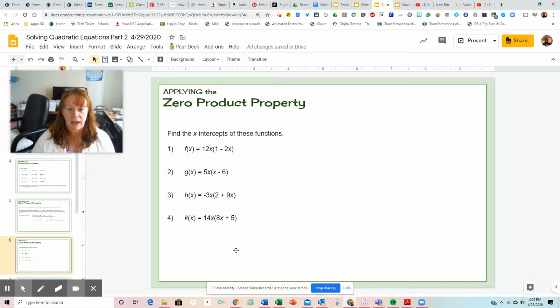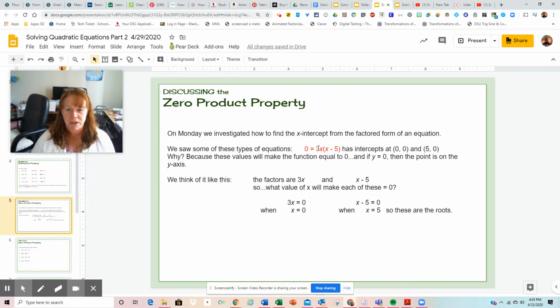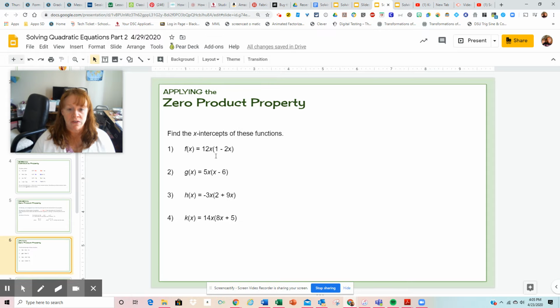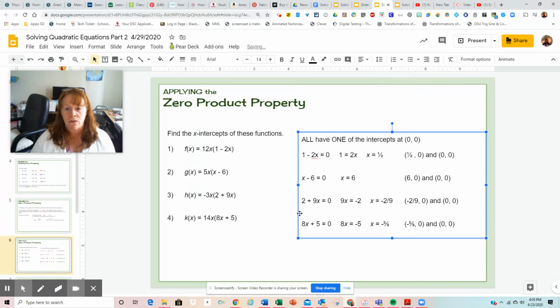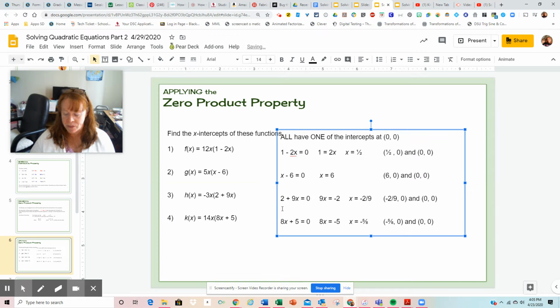Okay, so we're back. And so now we're going to take a look at the answers to this. So each section gets set equal to 0. And if you look at what we did here, each one of these has this piece right here, and in order for that to work, it's going to equal 0. So all of these are going to have one of the coordinates, one of the x-intercepts, be 0, 0. So these are the solutions that I have.